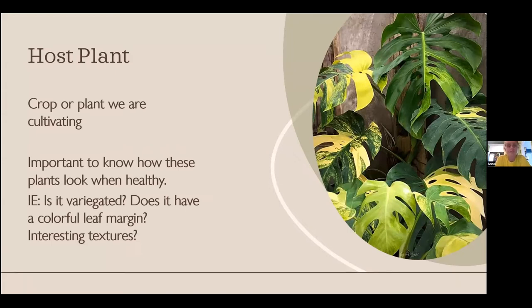So familiarizing yourself with what your crops or your plants in the landscape, your trees, are supposed to look like in a healthy state is a really good thing to start with. That could include a colorful leaf margin. Does it have an interesting texture? Odd colorations at certain times of year. That could be fall coloration or just some sort of cold response. Just do a little research on the front end with your host plants.